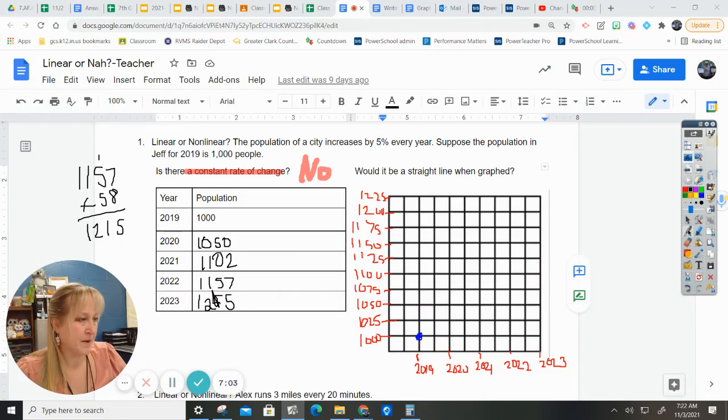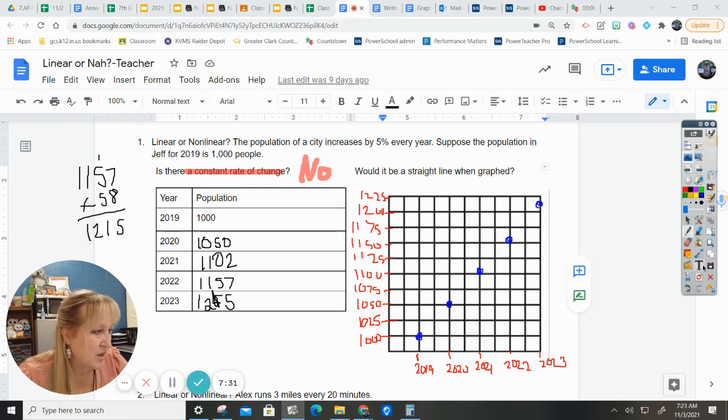Okay, there we go. So in 2020, it was 1,050. In 2021, it is 1,100 and a little bit. So I'm going to put that dot just a little bit above there. 2022 is 1,157. So 1,150, it'll be about right here. And 1,245, 1,215 would be here.